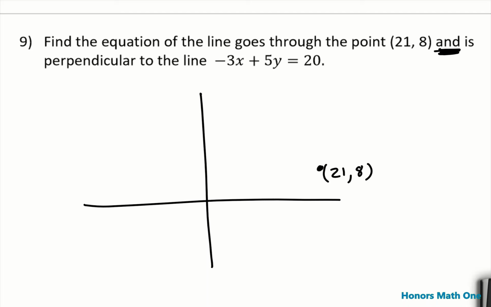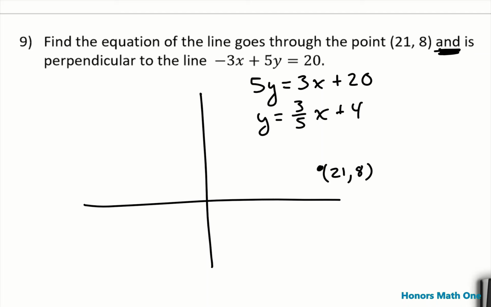So if I wanted maybe a better look of what this line looks like, I perhaps might want to rewrite it so that it's in y-intercept form. So that would be very beneficial, I think. So I'm going to go ahead and add 3x to both sides, right? I have equal things, and I'm adding positive 3x to both sides. So I get this, right? 5y rather equals positive 3x plus 20. And then I could divide everything by 5. That would give me that y would equal 3/5 times x plus the number 4.